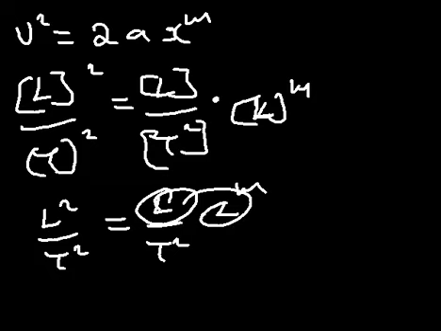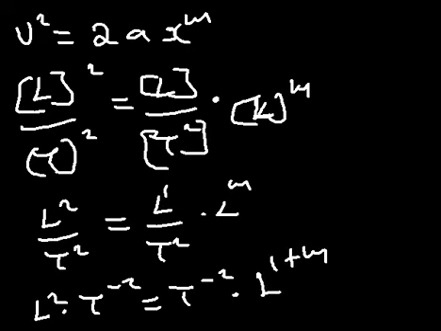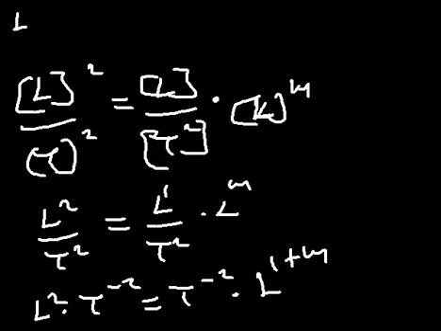Now we have the expressions with the same bases. Mind you, that one has the power of 1 there. So this is the same as having L to the power 2 times t to the power negative 2, which is equal to t to the power negative 2 times L to the power 1 plus m, according to the laws of indices. Now we just have to equate the dimensions, so in this case, L to the power 2 is the same as L to the power 1 plus m.